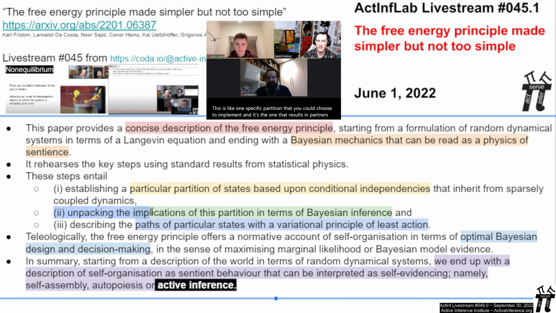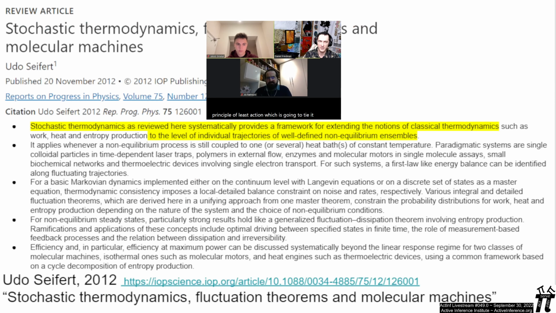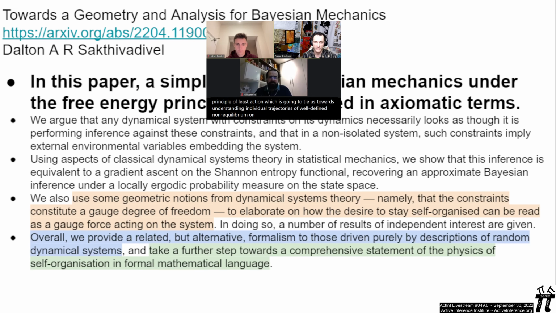2. Unpacking the implications of that particular partition in terms of Bayesian inference. One of the kinds of inference that's really important is about internal states doing inference on external states, mediated through sense states on the blanket. And then 3, describing the paths of particular states with a variational principle of least action, which is going to tie us towards understanding individual trajectories of well-defined non-equilibrium ensembles.